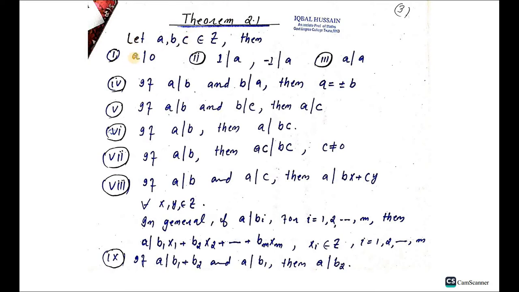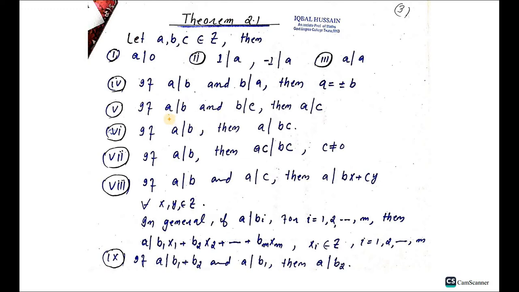Here the integer a will always divide 0. The integer 1 will always divide another integer a. Similarly, the integer minus 1 will always divide any integer. The integer a will always divide itself. If the integer a divides b and if b divides a, that is, if the two integers divide each other, then one of the integers will be equal to plus minus the other integer.